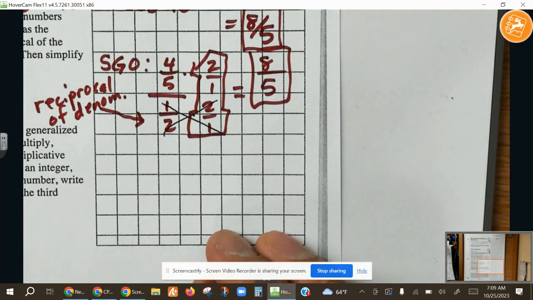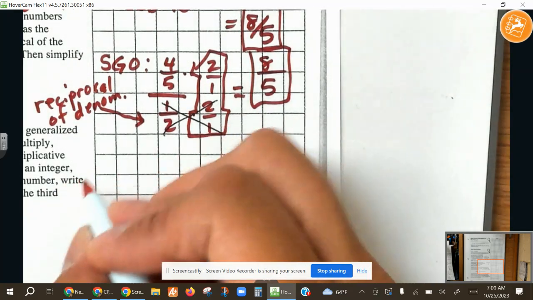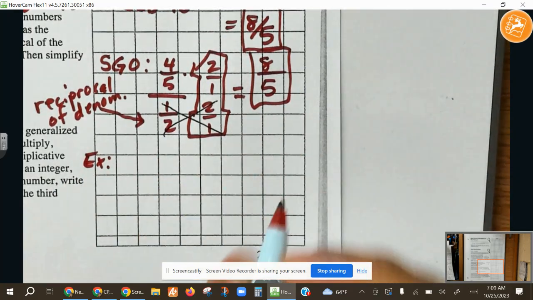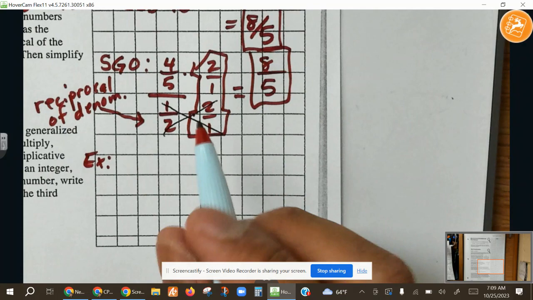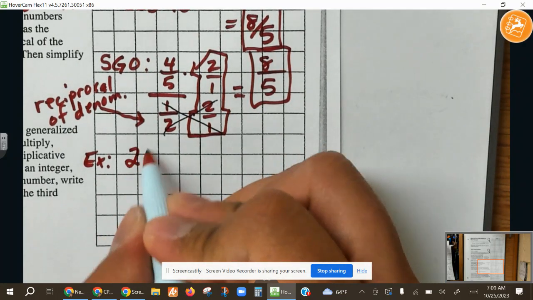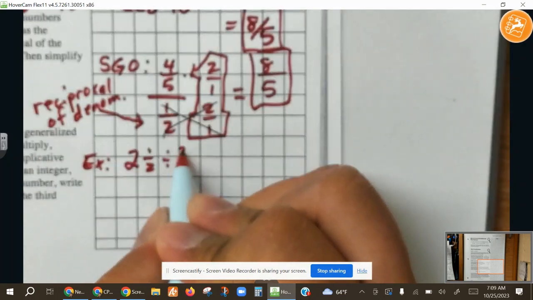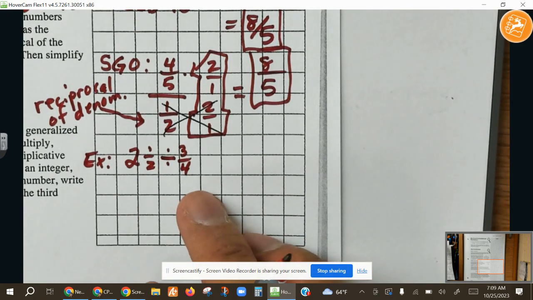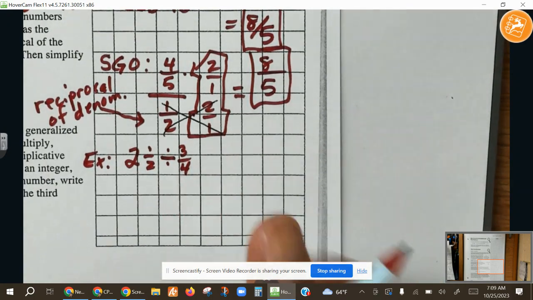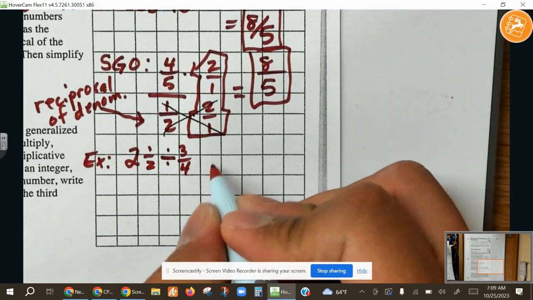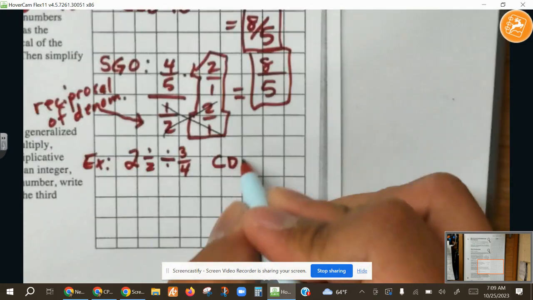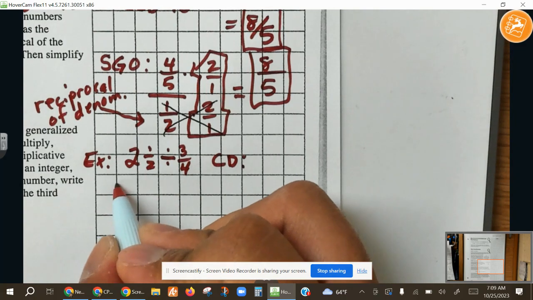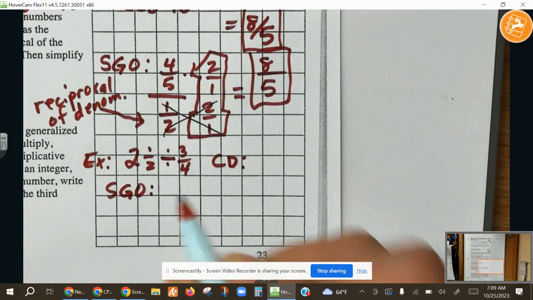All right, so let's do another example with 2 1/2 divided by 3/4. So go ahead and pause the video and try to work that one out yourself using both methods, the common denominator and then the supergiant 1. Go ahead and pause.